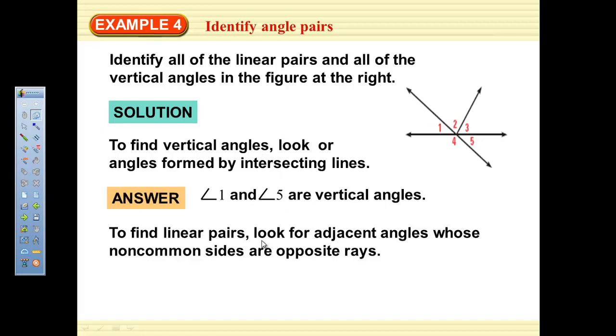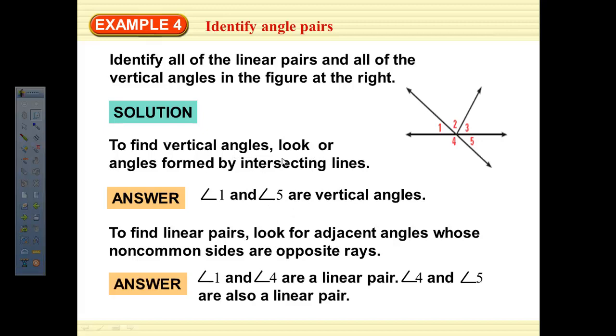And for linear pairs, again, for vertical angles, you look for intersecting lines like I did with the 1 and 5. And for linear pairs, we look for adjacent angles whose non-common sides are opposite rays. In other words, just two angles that add up to 180. So we have 1 and 4 and 4 and 5.